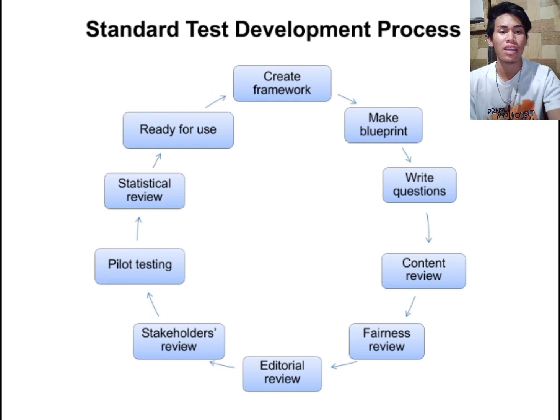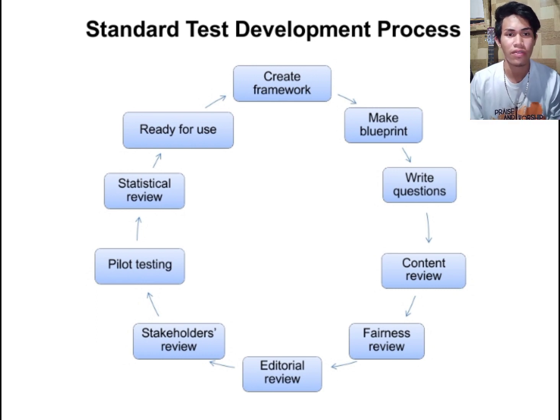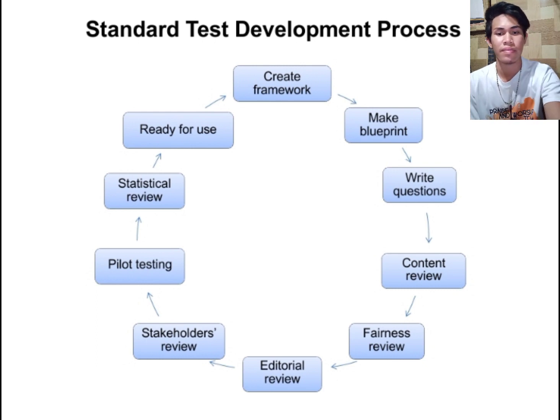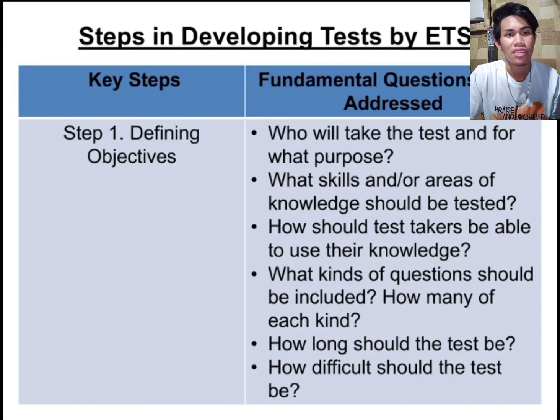Ready for use. After the test has been administered, feedback is collected from test takers, test administrators, and other stakeholders. This feedback is used to evaluate test effectiveness, identify areas for improvement, and guide future revision of the test. So, overall, the goal is to develop a valid, reliable, and fair assessment tool that accurately measures the intended knowledge, skills, or abilities. So in the next slide, we can see the steps in developing tests by ETS.